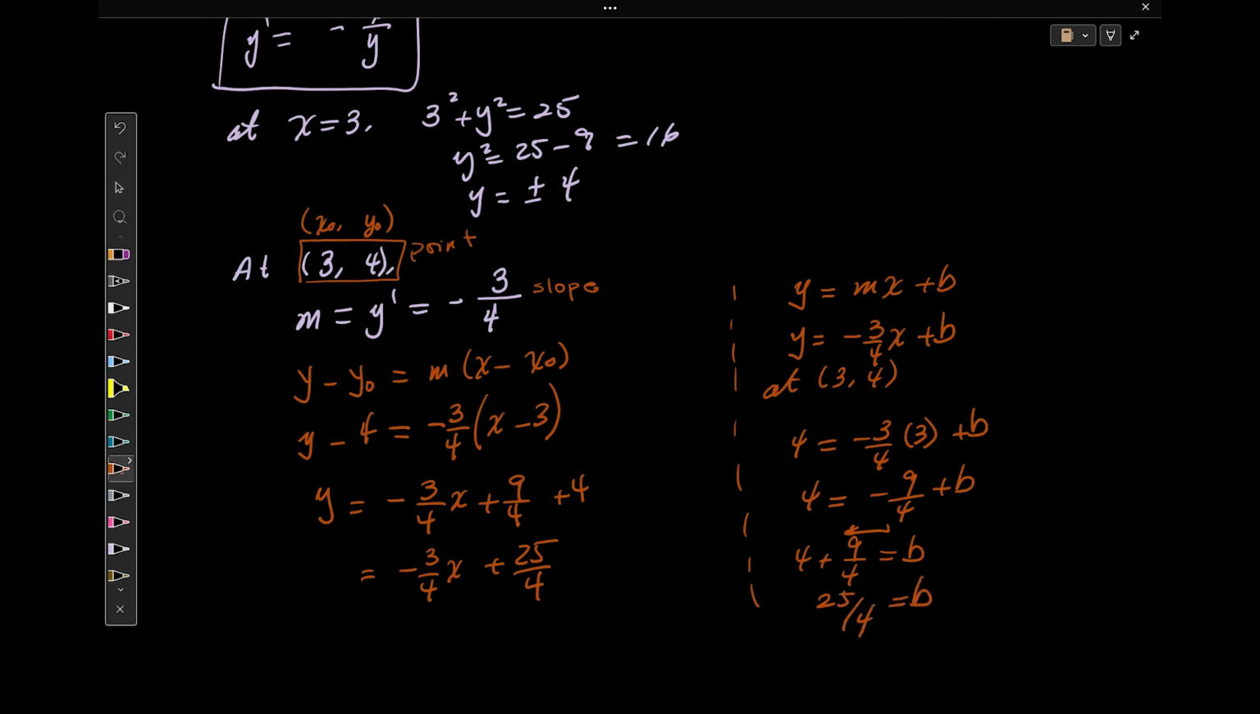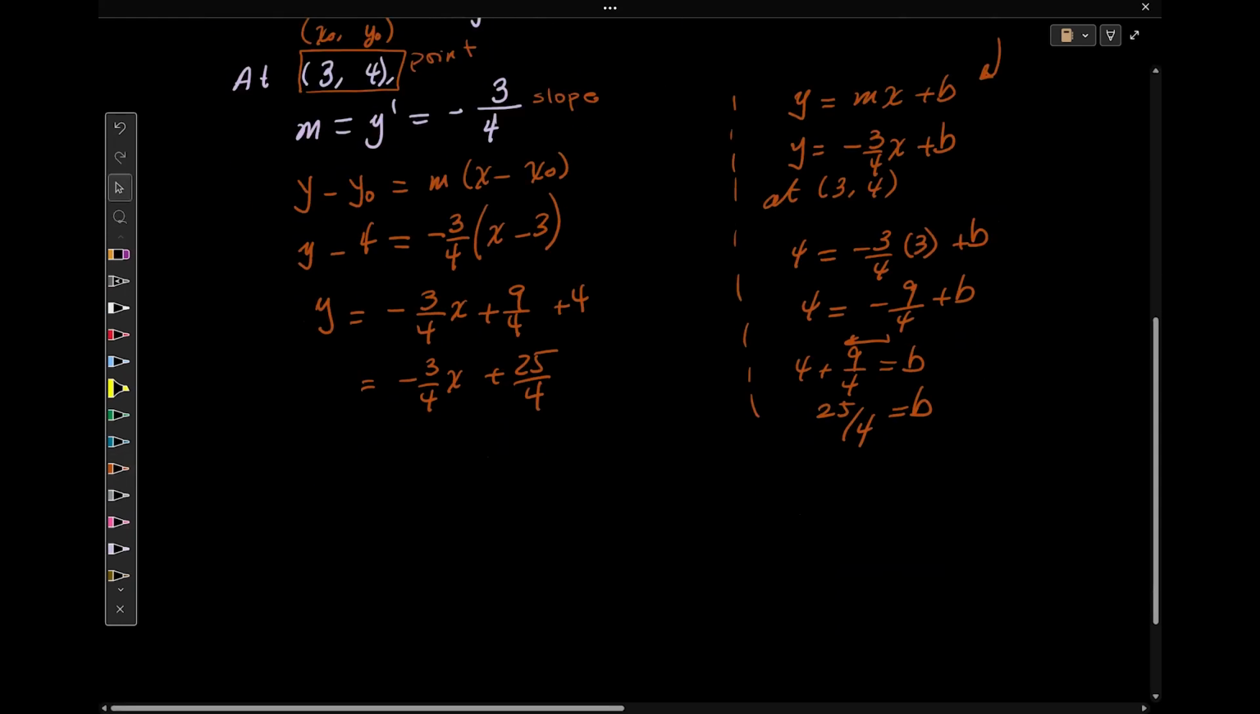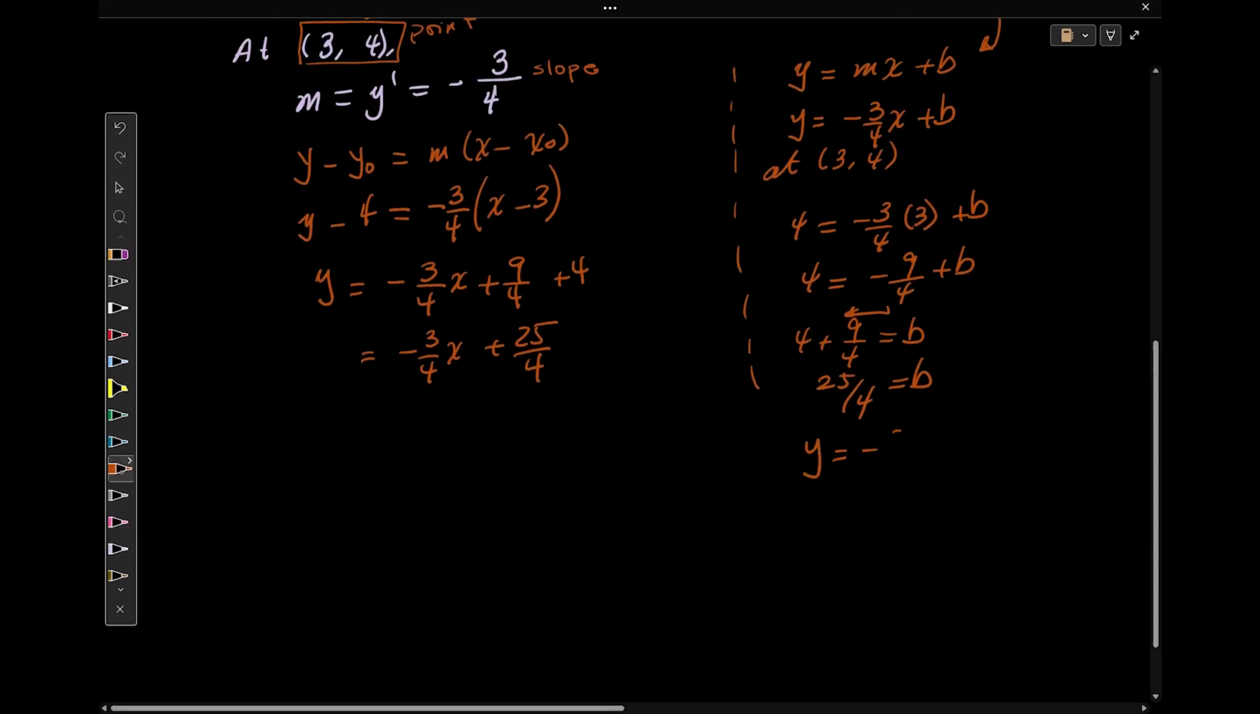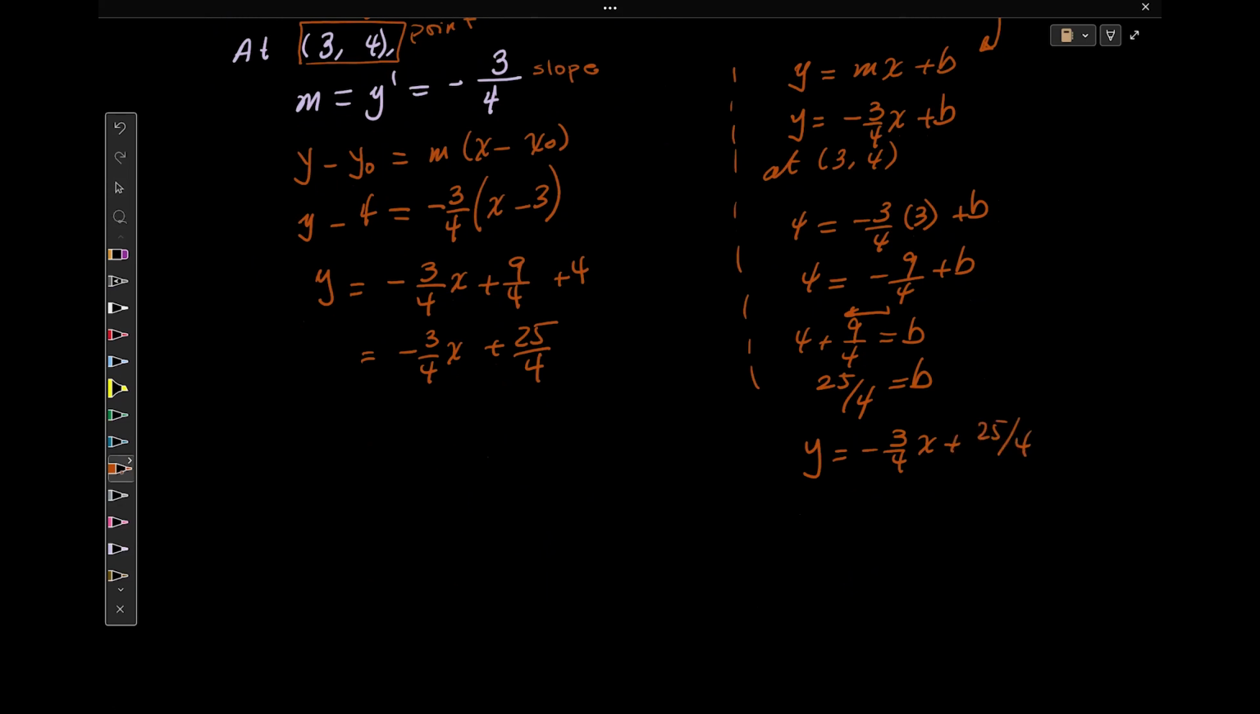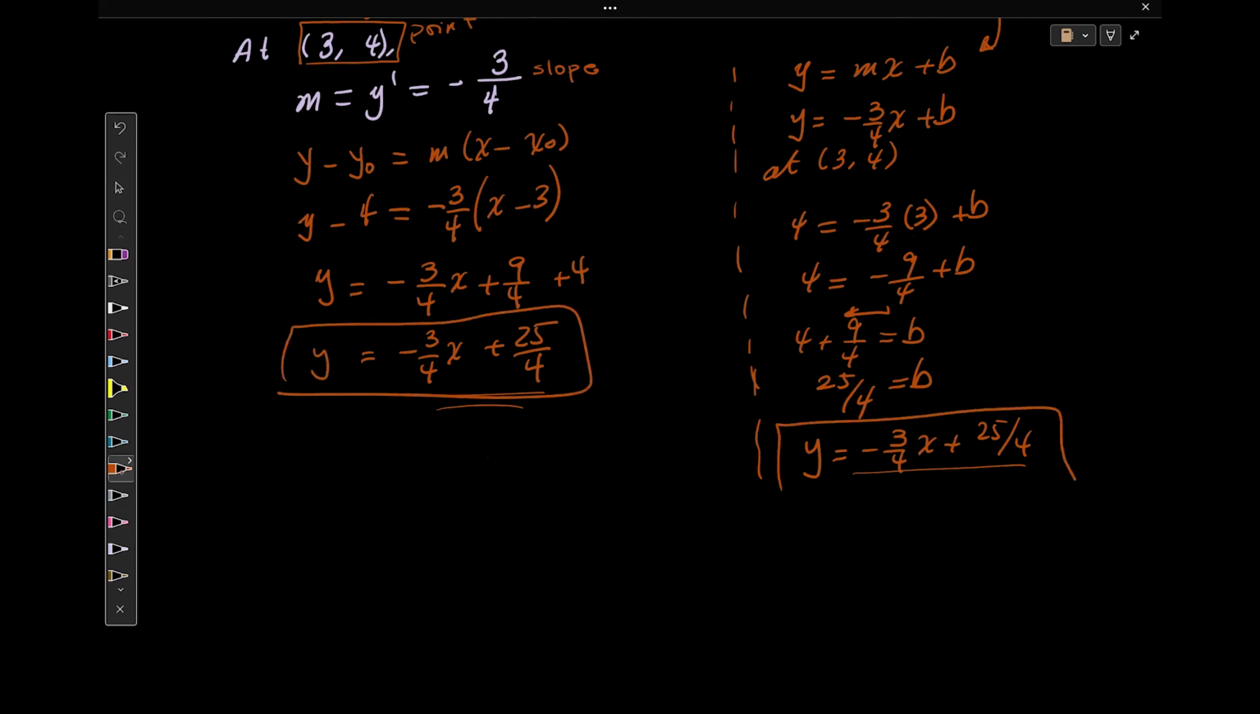So now go back to this equation and plug in what m and b are. So y equals negative 3/4 x plus 25 over 4, which is exactly what we got over here. So either way will work for you. Whichever one is easy, just do it. Okay. So here's the first tangent line. Let's do it for the other point.